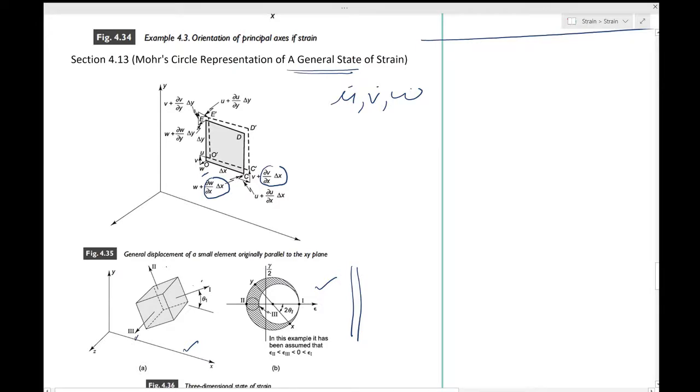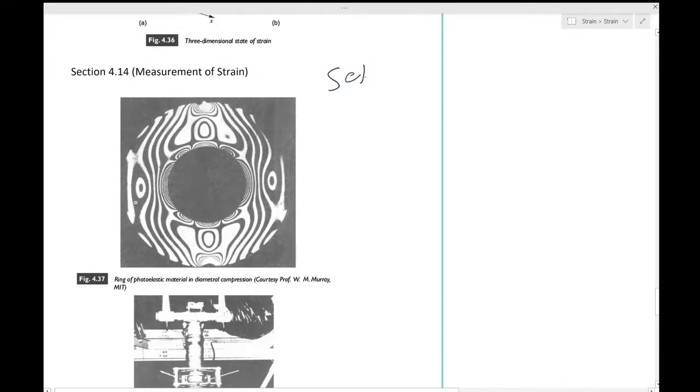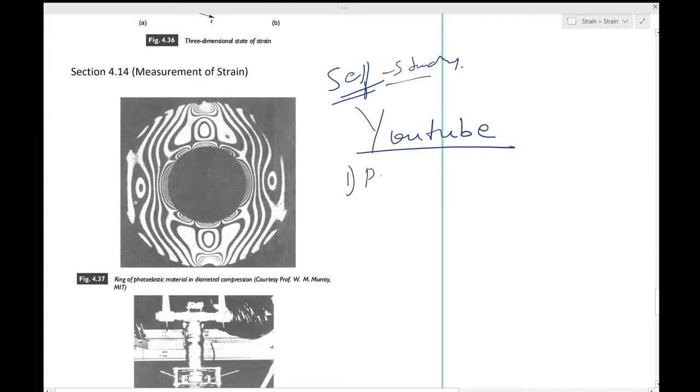So this is how you would arrive at this part, and one of the last topics which you must self-study, and I can tell you how to self-study. You have to go to YouTube or any other video streaming platform and try to read this section with these keywords. It is given in your book also: photoelasticity, brittle coatings, and strain gauges.